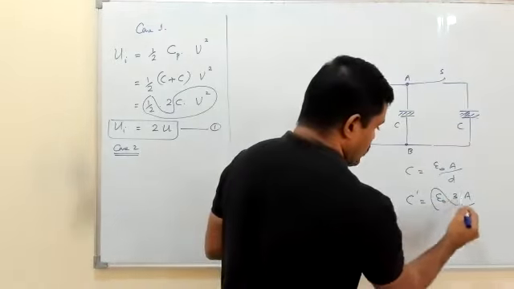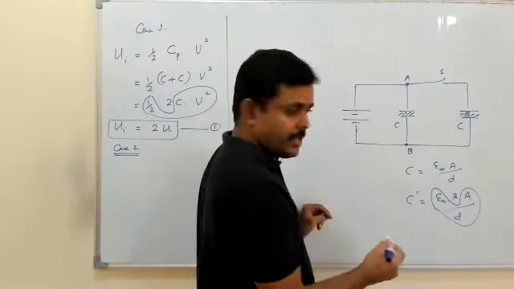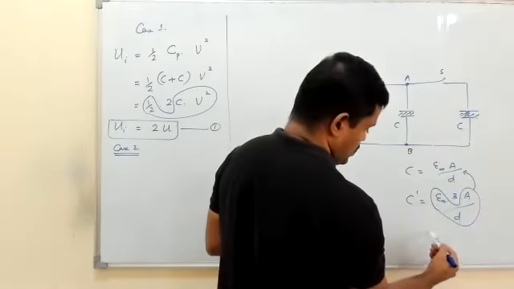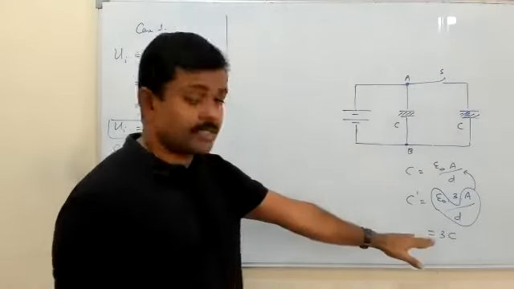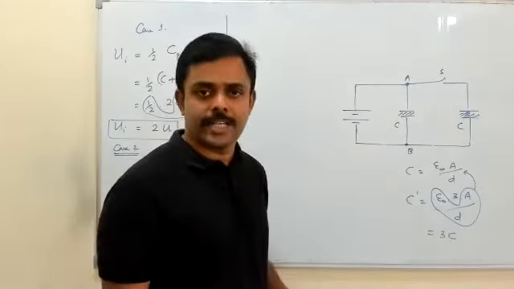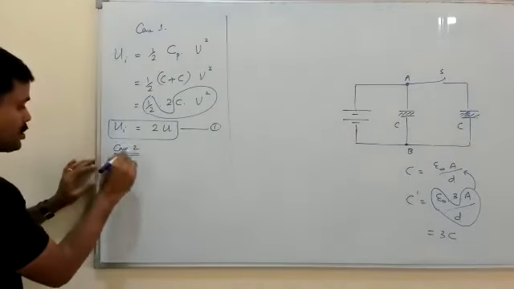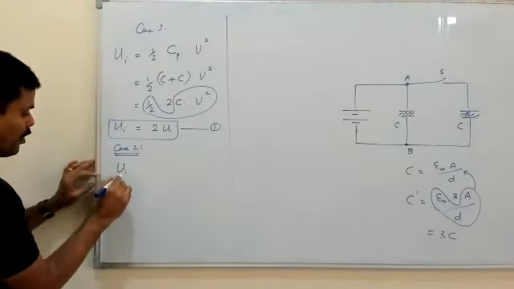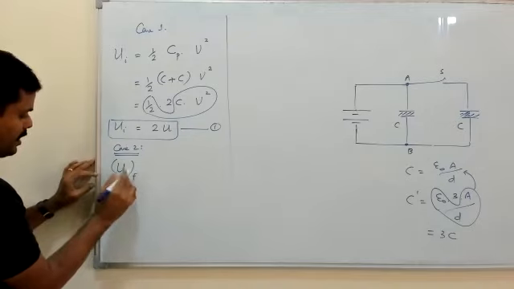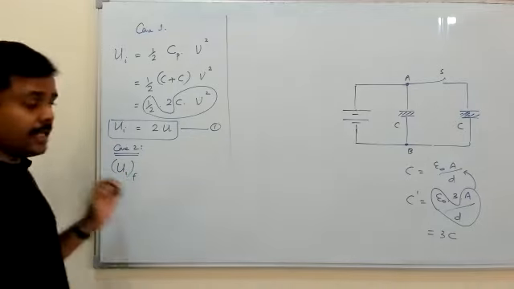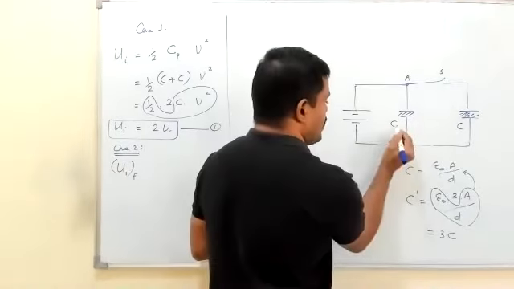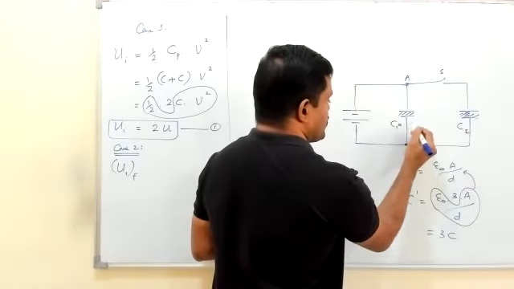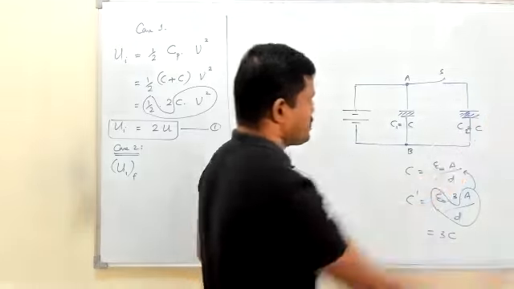If I take epsilon 0 A by D together, that's nothing but our old capacitance. So the new capacitance is 3 times C. Okay? New capacitance, just keep this in mind. New capacitance is 3 times C. So I'm finding case 2. I'm finding U1 final. U1 final means the energy of the first capacitor. I call it C1, and I call the other C2. C1 is equal to C. C2 is also equal to C.